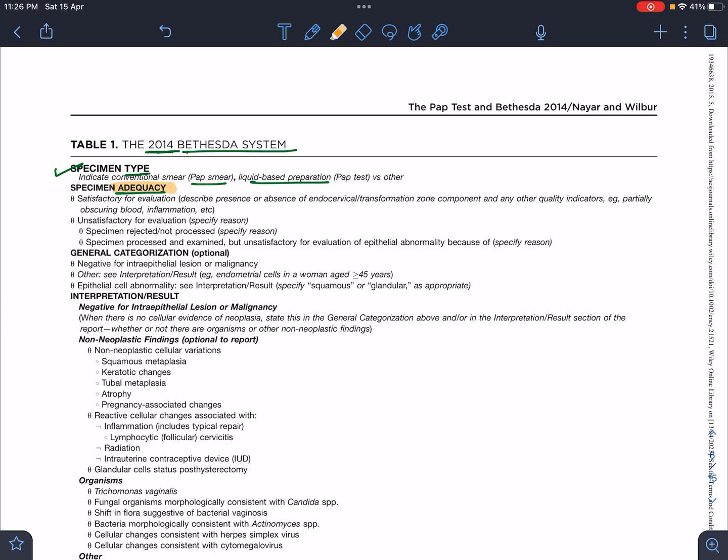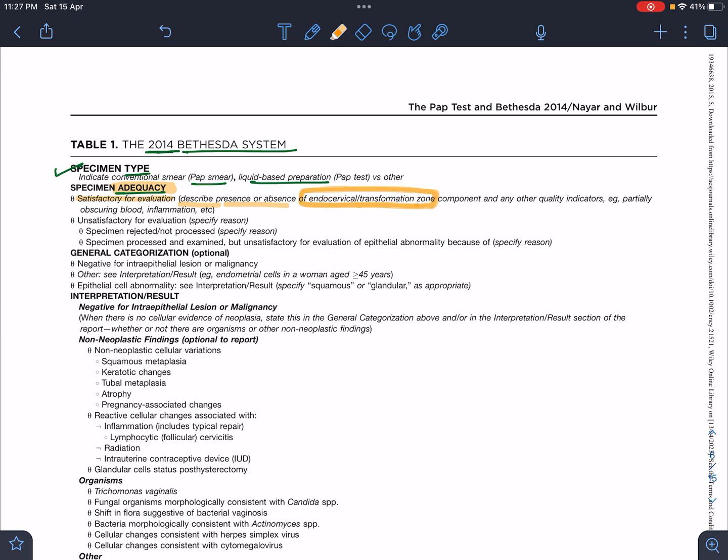It's such an important test. A person anyway is going to get screened once in 3 years or once in 5 years. So the specimen should be adequate. Satisfactory for evaluation means that first you have to tell whether there is presence or absence of the endocervical transformation zone component. Why the transformation zone?